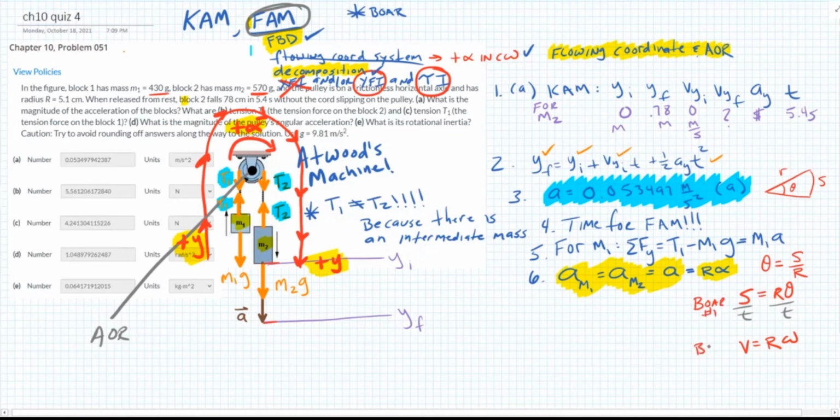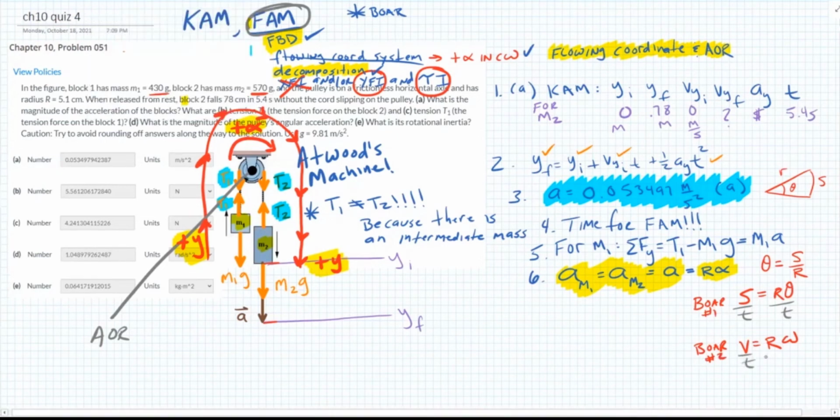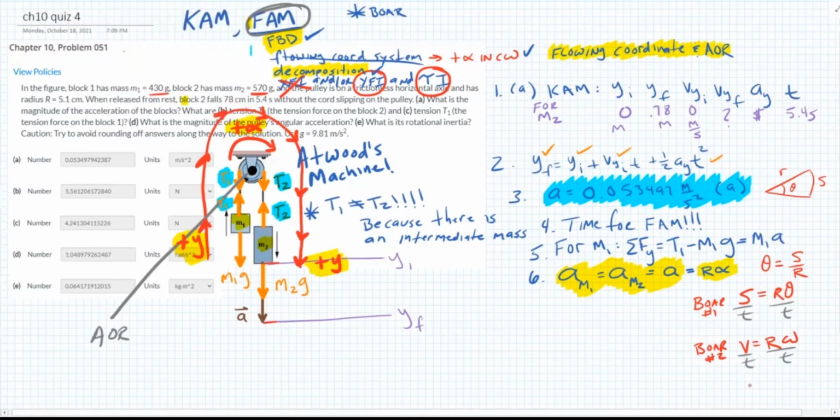This is birth of a radian number two. And then one more time, I'm going to divide both sides by time. Velocity over time is acceleration, so this is acceleration. R is constant, so it just stays out of the fray. And omega over t is angular acceleration. So this is birth of a radian number three.